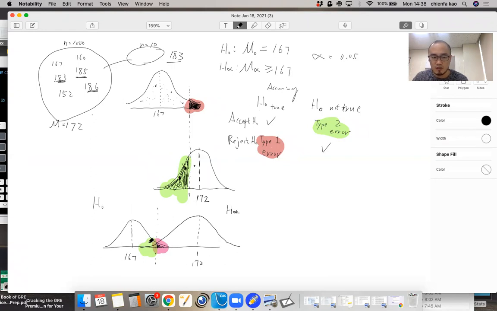That's called an error because at this point, this is true, right? We're supposed to reject this area, but we don't because we think that the null hypothesis is true. So you can see that the green is type 2 error. The red is type 1 error. Talk to me when you don't understand this. It's a lot easier than you think. Okay, just think about it.